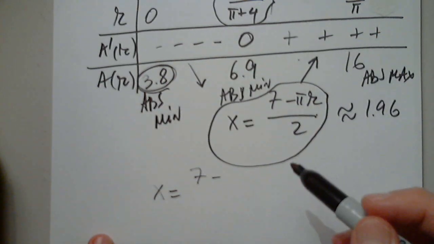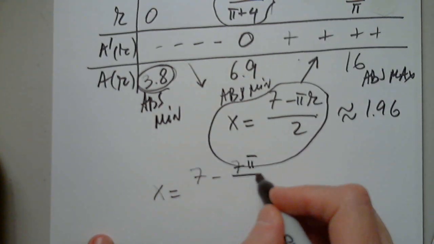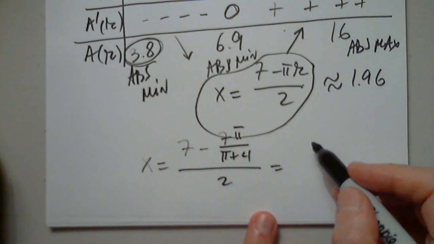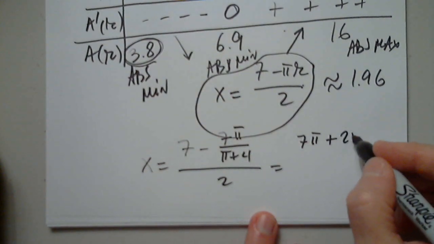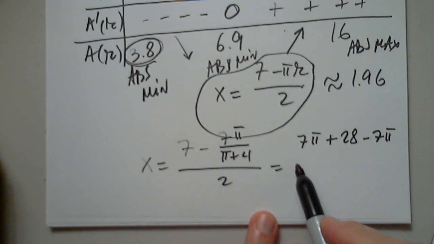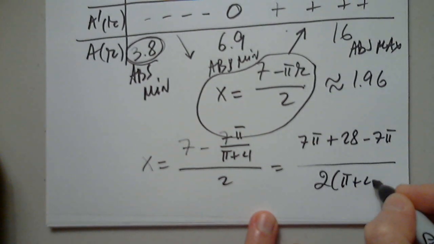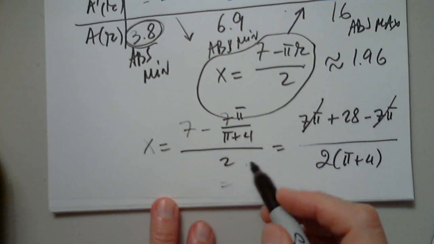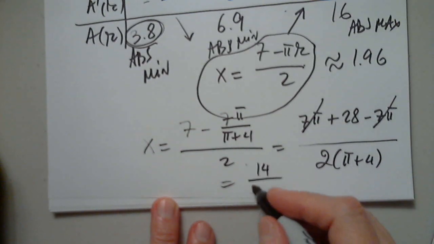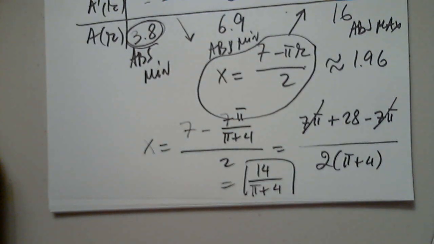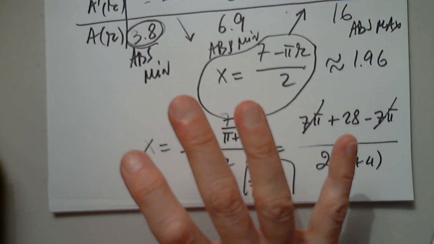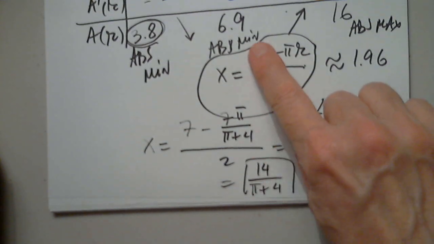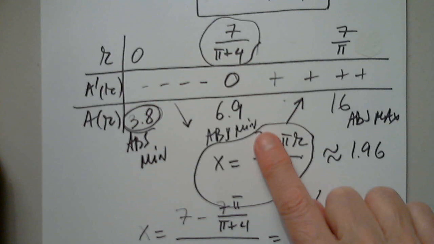So 7 minus 7 pi over pi plus 4, divided by 2. So 7 pi plus 28 minus 7 pi, divided by 2 times pi plus 4, and 14. So you have to enter 14 over pi plus 4. So for X, when X is 14 over pi plus 4, the area is the absolute minimum.